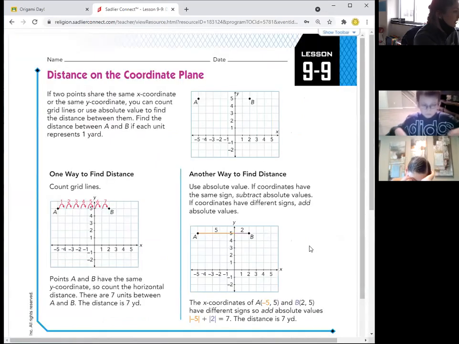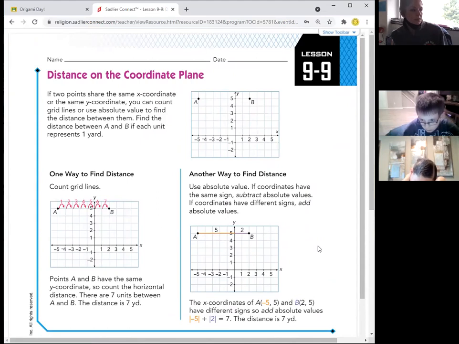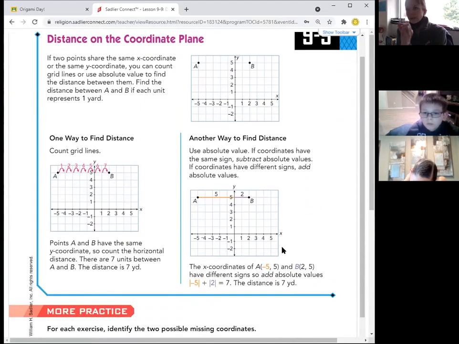So 163 has some more coordinate plane activity. This time we're finding the distance between points. And oftentimes you can simply put your pencil at one point and count the units until you get to the second point. There's other ways to do it. You can combine the absolute values of those 2 points with each other and get a total amount.